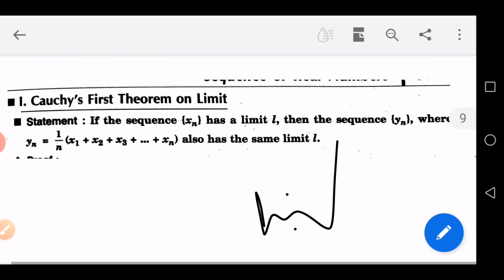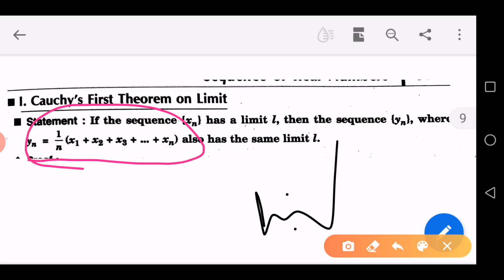Cauchy's first theorem on limit states that if a sequence xn has a limit L and we have another sequence obtained from the first sequence by this relation, summing all the n terms of the sequence divided by n, the resultant sequence will also have the same limit L.